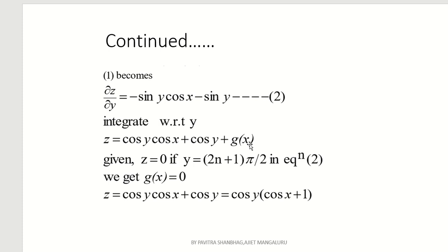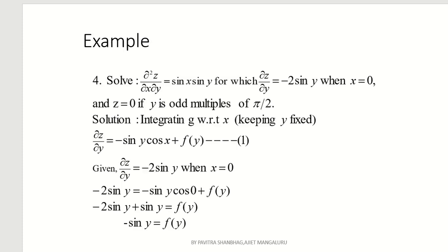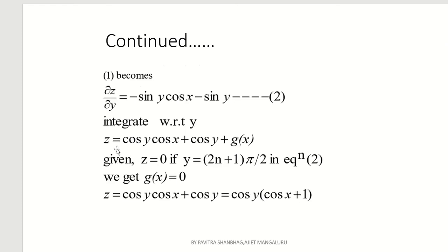Okay. Now what is the condition given? Second condition, see here, z equal to 0 if y is an odd multiple of pi by 2. So when z equal to 0, what happens? If z is 0 and y is an odd multiple, it means what? y equals (2n plus 1) into pi by 2. Now just substitute here, you will get what?